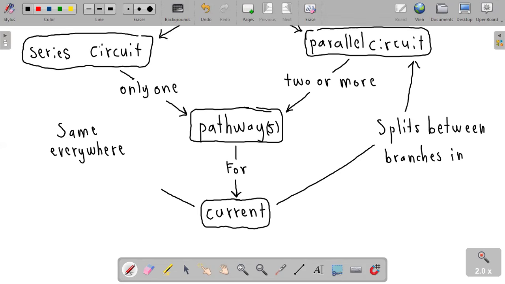In a series circuit, current is the same everywhere. So current does not split. Okay. And then let us look at something else here.